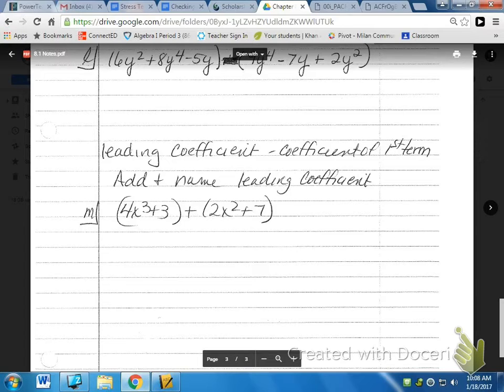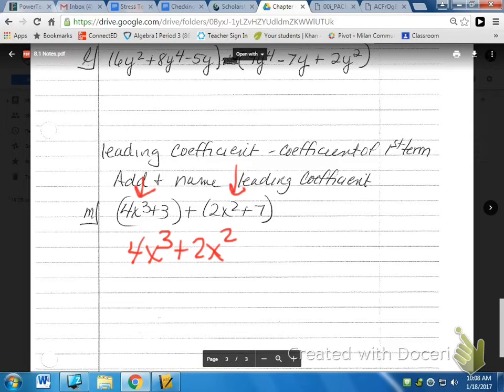What's my highest exponent? 3. It doesn't have a partner over here, does it? No, so you just bring that down, 4x cubed. What's my next exponent? 2. So 2x squared, it doesn't have a partner in the first one, does it? So you just bring it down, 2x squared. What's my next exponent? There isn't a plain x, is there? No. You just skip over it.